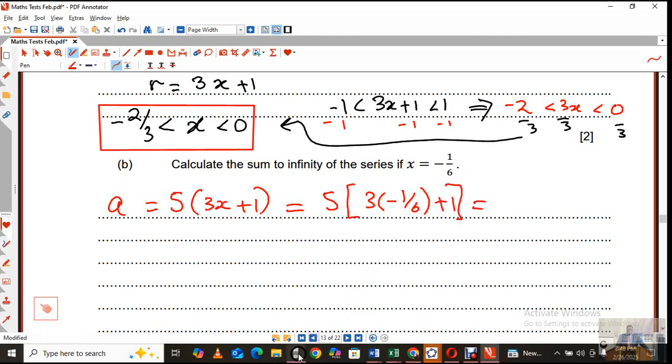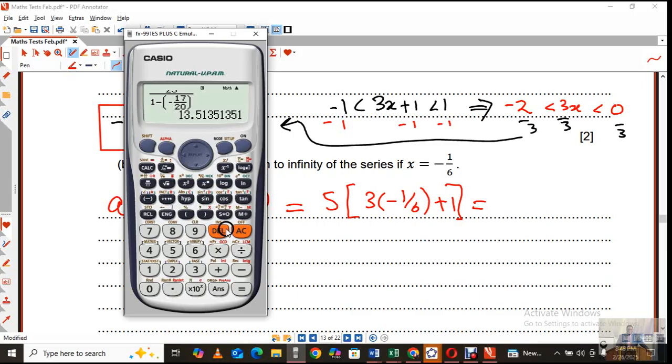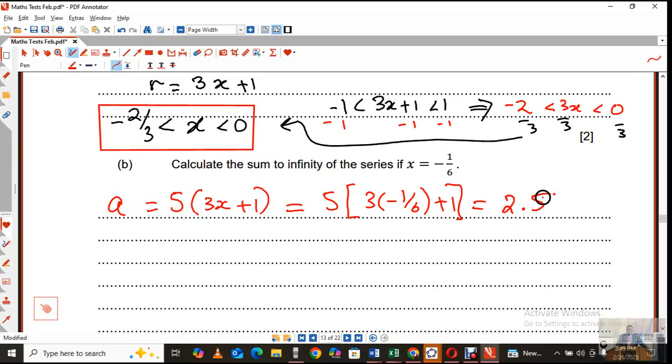So we can actually calculate what our first term would be. Let's go ahead and say 5, then we have 3, and then we have -1/6. So that's going to be -1/2. Then you add 1 over there. Let's close that again. So we're going to have 5 over 2, or 2.5 as it is. So this is 2.5, which is our first term.